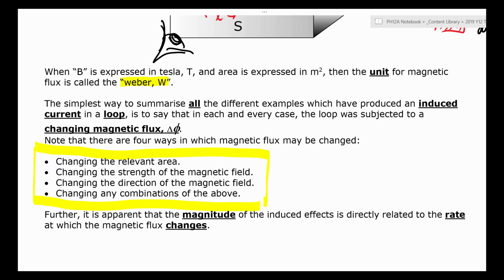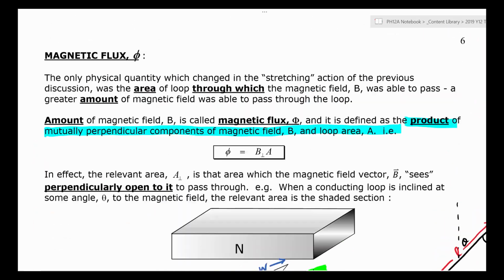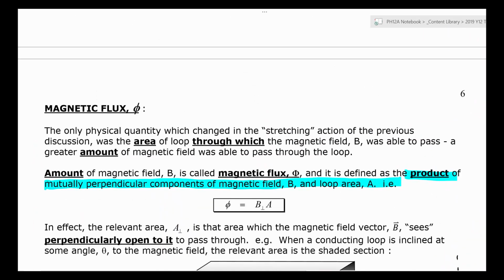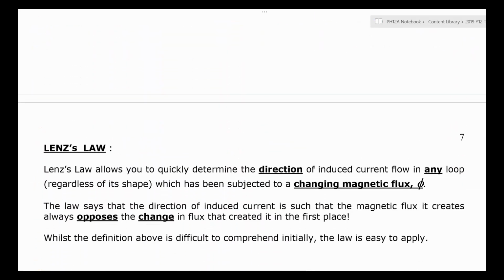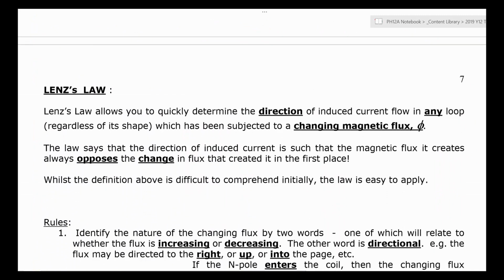Just like how when we put the magnet into the solenoid very quickly, we saw a much larger effect. So magnetic flux actually explains why we have a current. Then Lenz's law, which is on page 7, explains the direction of the induced current. Magnetic flux and Lenz's law go together because magnetic flux explains why the current happens, and Lenz's law says something about the direction.